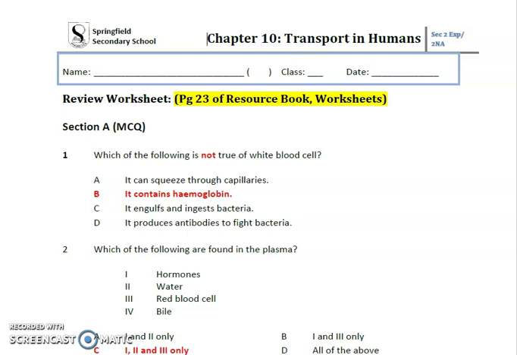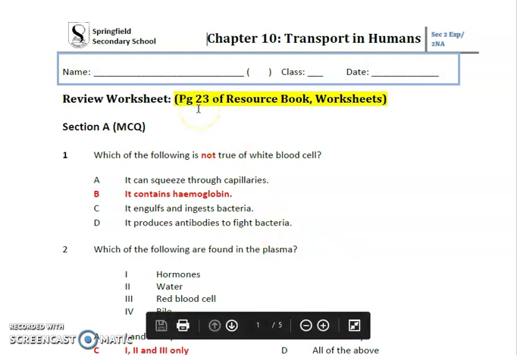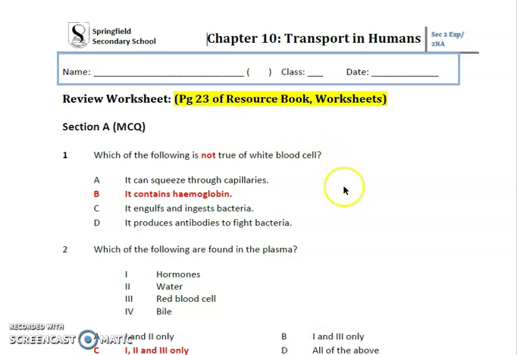Okay, today we are going to go through chapter 10, Transport in Humans. I hope we have already answered these questions and at least tried. Okay, please turn to page 23 of your resource book, worksheet. Now, question 1. Which of the following is not true of white blood cell?